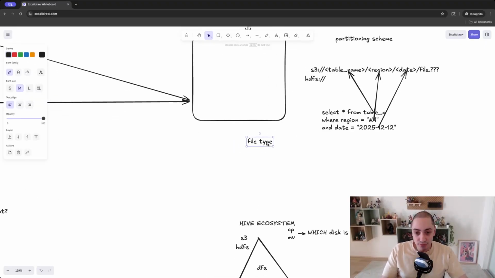Okay, so generally with the file type, you have 2 options. You've got row-based and you've got columnar-based.